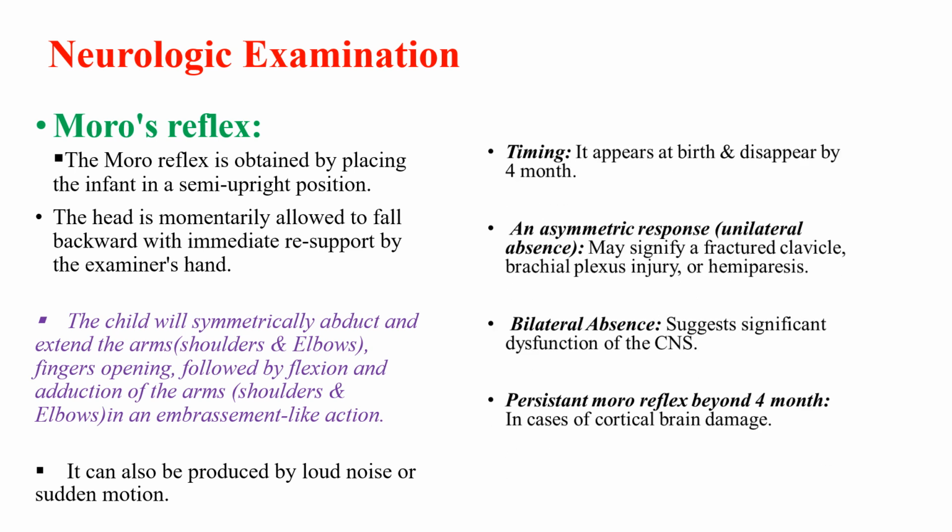This Moro reflex appears at birth and disappears at 4 months of age. An asymmetric response or unilateral absence might signify a fractured clavicle, brachial plexus injury, or hemiparesis, whereas a bilateral absent Moro reflex shows significant dysfunction of the CNS. Persistence of the Moro reflex beyond 4 months shows cortical brain damage.